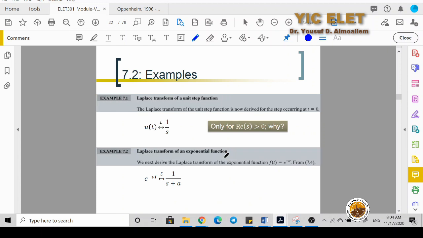Okay, now I would move to some examples of Laplace transform, but I would prefer to have a break.